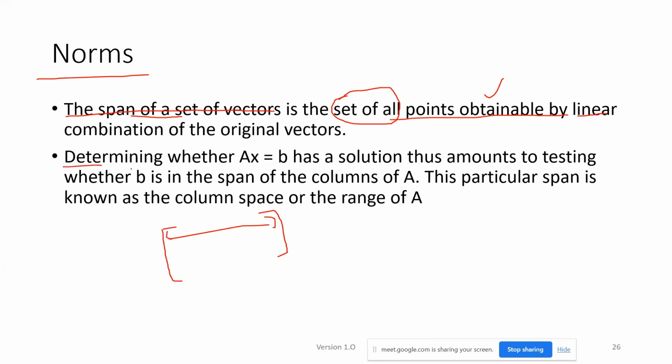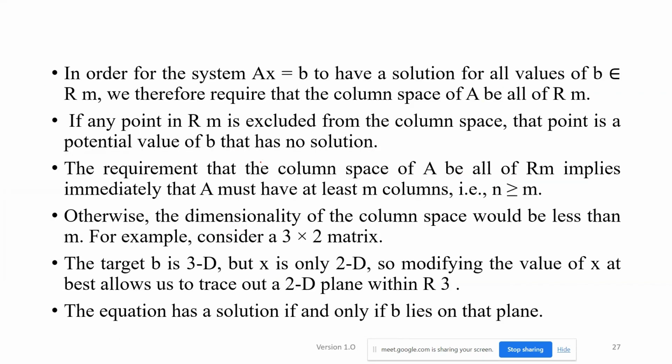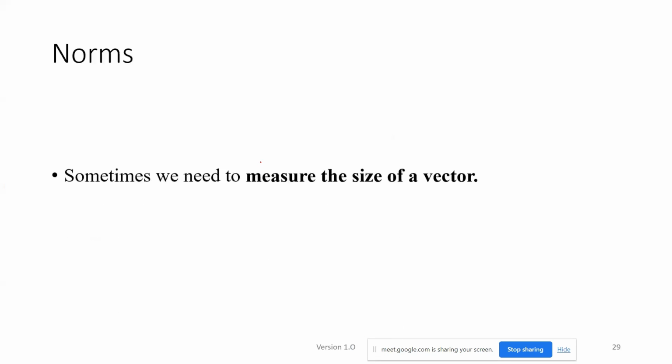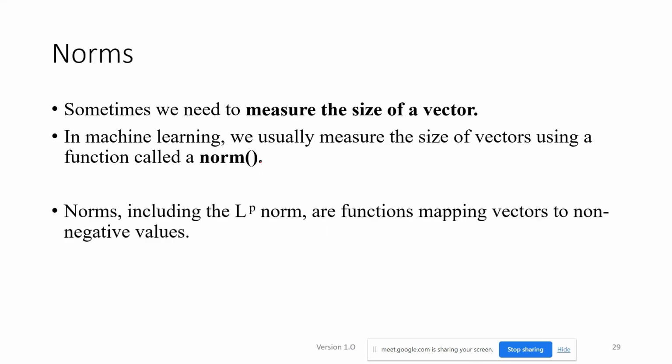Then we determine whether Ax equal to b has a solution or not, that is, whether in this particular span there is any solution that exists for Ax equal to b. That defines a norm, that defines a rule. These are all theoretical things, it's not required. The main thing here is how we represent these norms.